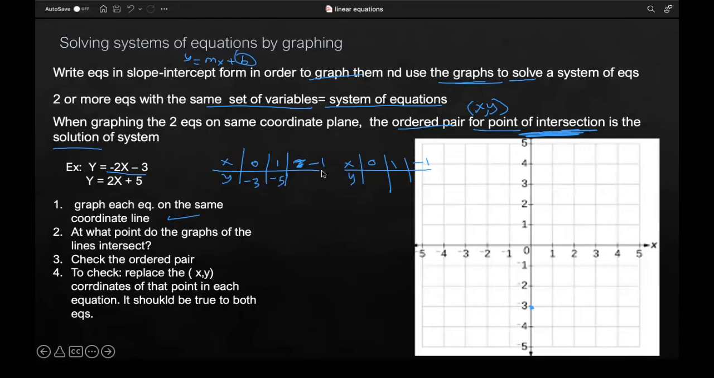While when I have -1, -2 times -1, that's 2. And minus 3, that's -1. Right? Am I right? -2 times -1. You really need to make sure you don't make any mistakes.